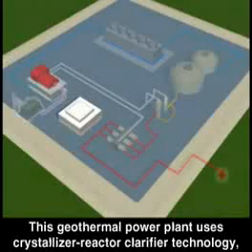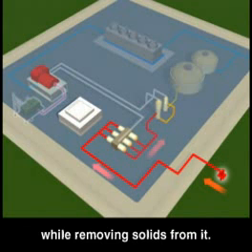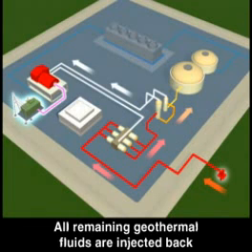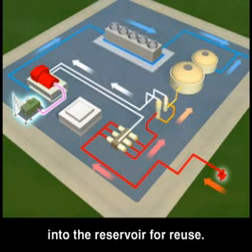This geothermal power plant uses crystallizer reactor clarifier technology, a process that turns the geothermal superheated fluid into steam while removing solids from it. The steam is used to drive a turbine and generate electricity. All remaining geothermal fluids are injected back into the reservoir for reuse.